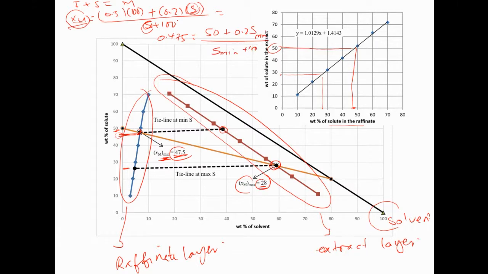When I substitute with 0.28, I still have the feed 100. I still have the same concentration of solute in the solvent, but now S will represent X maximum over X maximum plus 100. So as you see here, when we change this number, we change the value we obtain. Is this clear, guys?